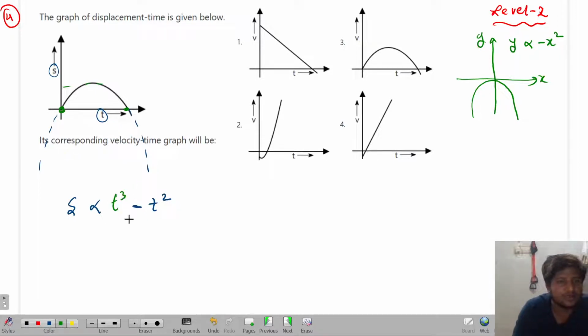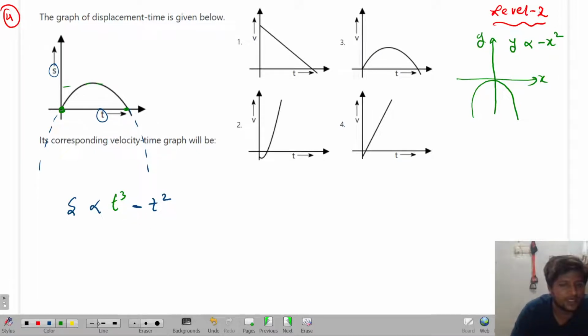Let's suppose I put t cube, what is going to happen? The value will always become positive because this is much more powerful than t square over here. If I take t equal to 1 second, it will be 1 minus 1, which is 0. If I take t equal to 2 seconds, the displacement will be perfectly positive. But here the displacement is positive between 0 and 2, and after that it becomes negative. So if I take a higher power than t square, I am not going to get this graph.